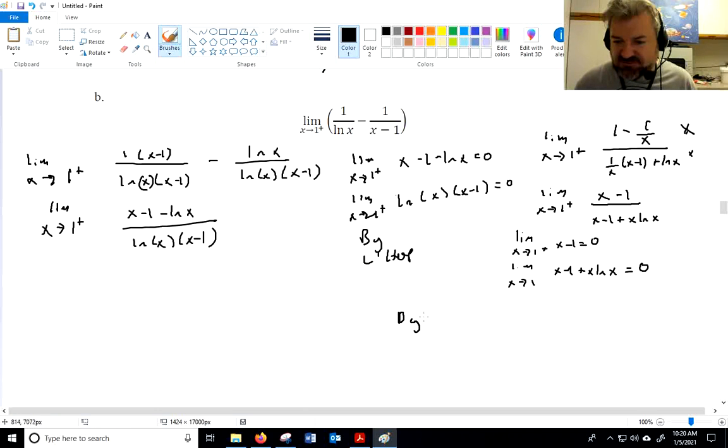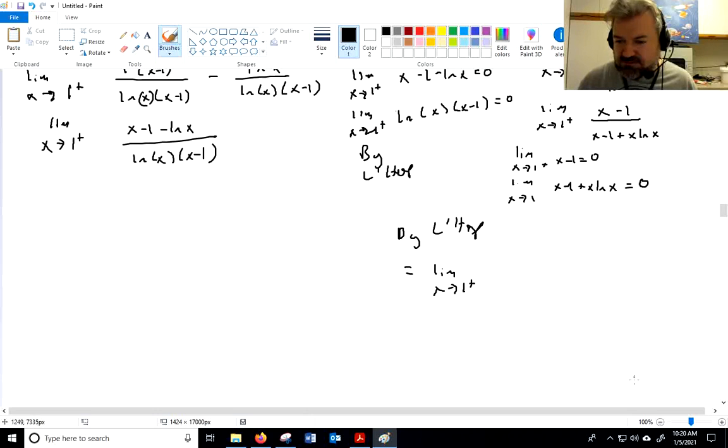So by L'Hopital's a second time, I am going to get that this limit is equal to the limit as x approaches 1 from the right. The derivative of the top this time is just a 1, thank goodness. And on the bottom, I got 1 minus 0 plus, again, we're going to use product rule for x times the natural log of x. So the derivative of x is 1, and then times the natural log of x, plus x times 1 over x.